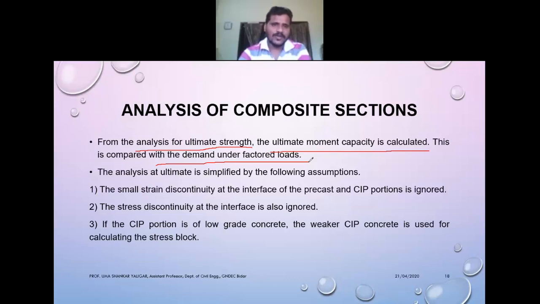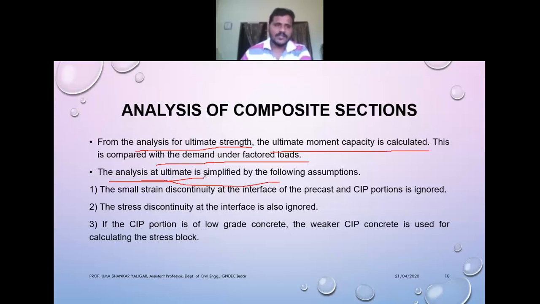There also we have calculated ultimate moment capacity for the PSC section, then we compared it with the moment due to the external loads. Here also we need to do the same, but how do we need to calculate the ultimate capacity? That is the analysis of ultimate state.